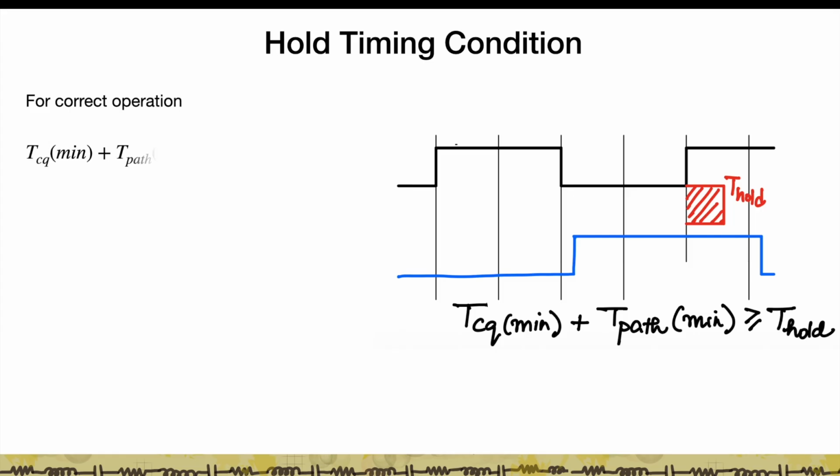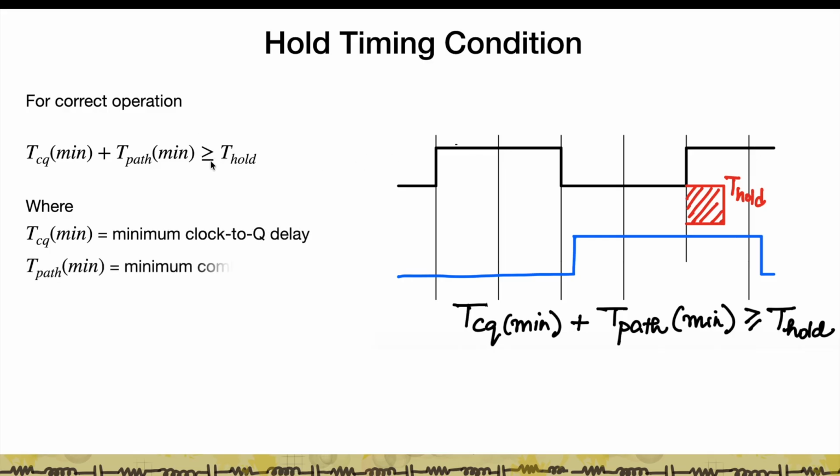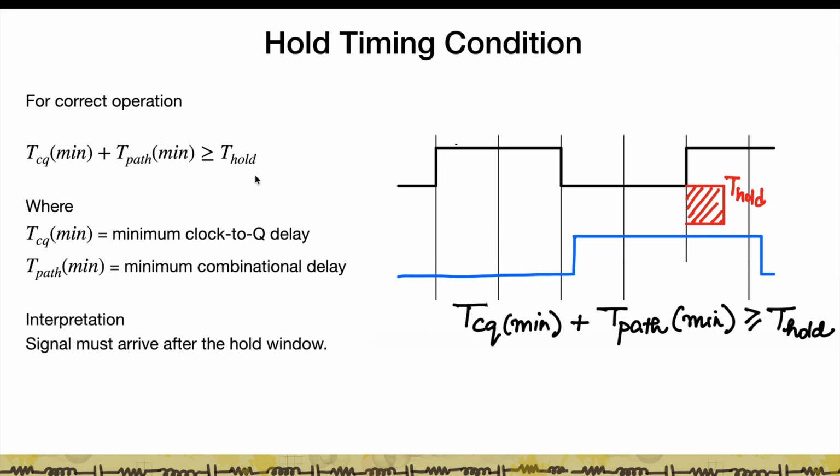The hold constraint is expressed as an inequality, but note its opposite direction from setup. For setup, we needed the path delay to be less than or equal to the available budget. For hold, we need the minimum path delay to be greater than or equal to t hold. Written out, the minimum clock to queue delay plus the minimum combinational path delay must be greater than or equal to t hold.